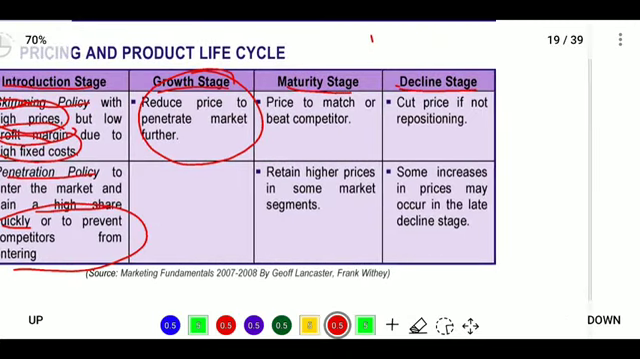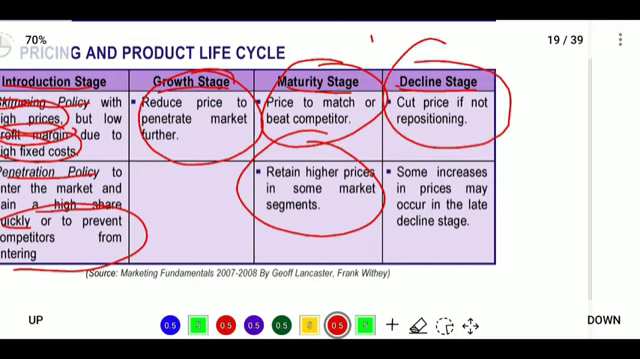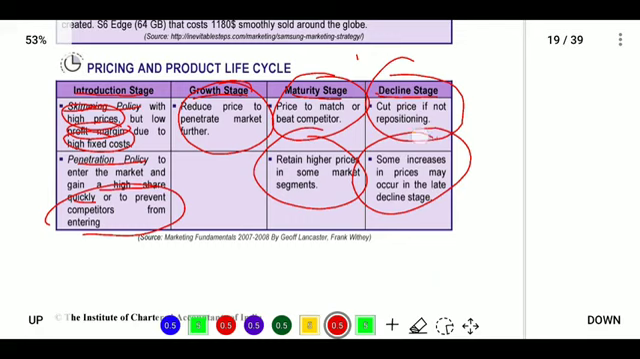Next, at the maturity stage, price to match or beat competitors, and here we retain our higher price in some market segments. We have a market for our product, so we will maintain that. Decline stage: here we will cut price, reposition, and some increase in price may occur later in the declining stage. We have more demand here because the market all knows the product at the decline stage.